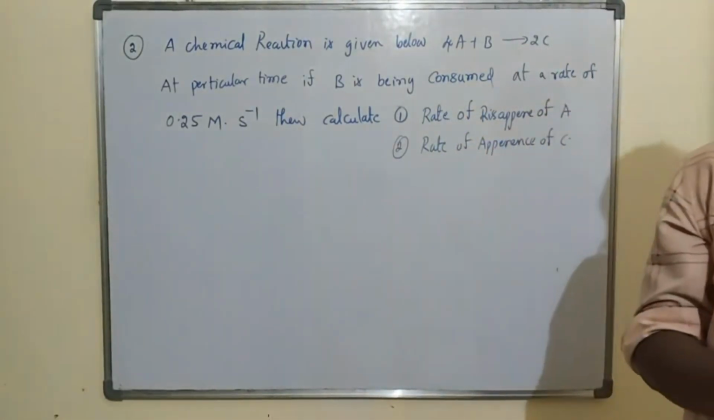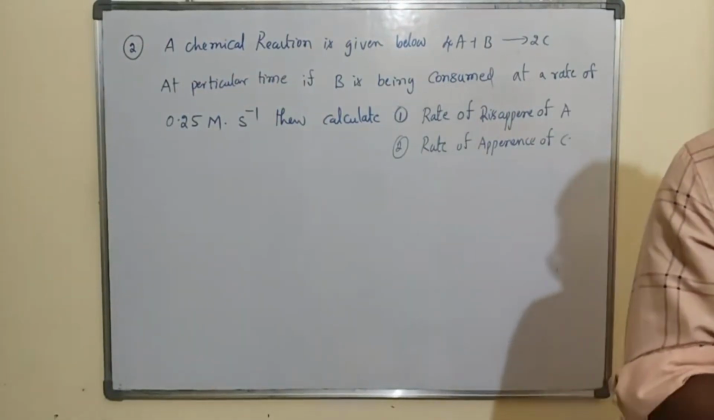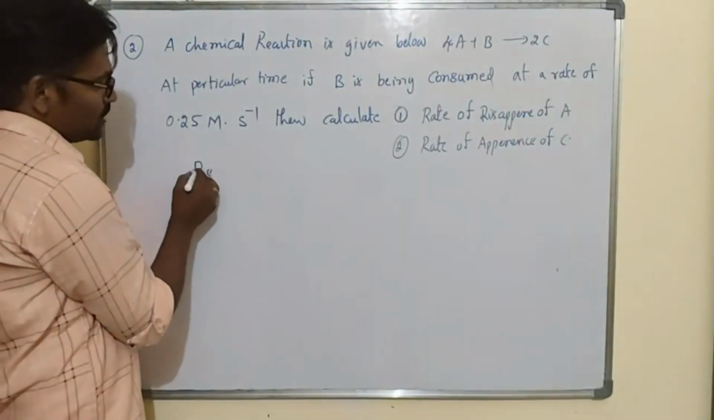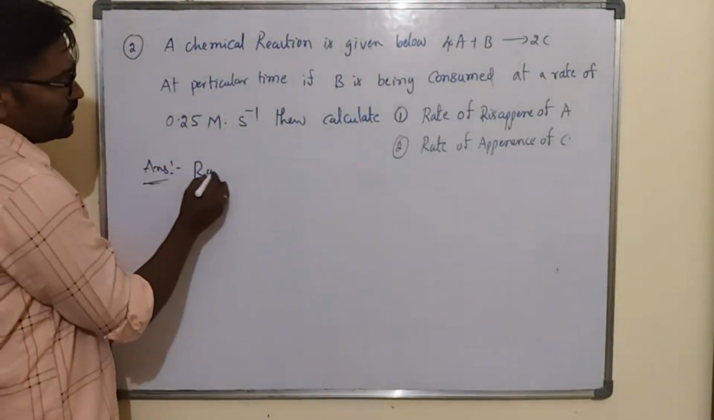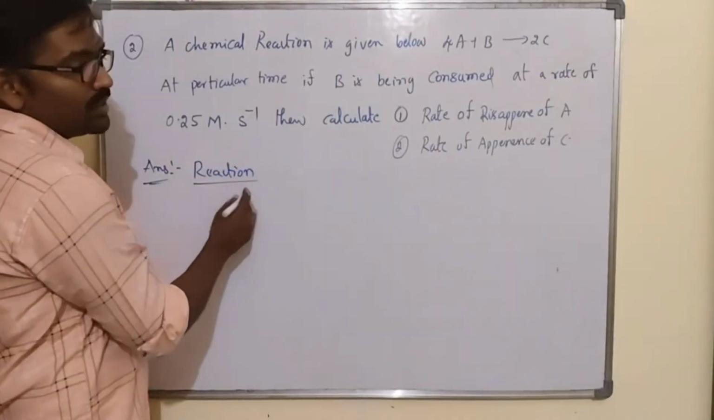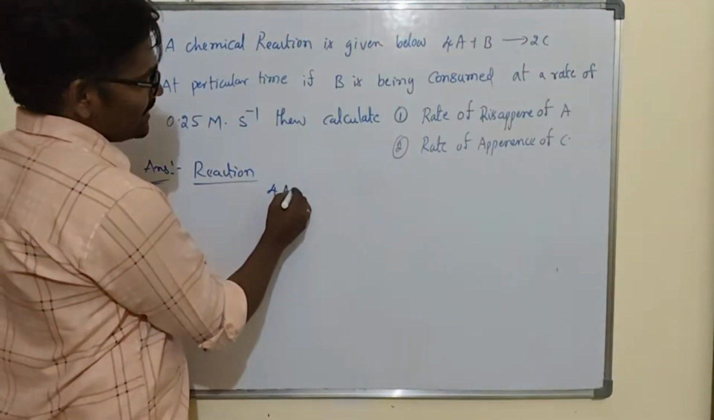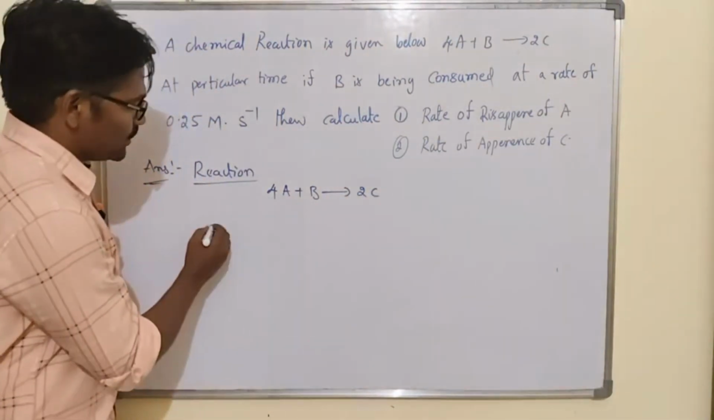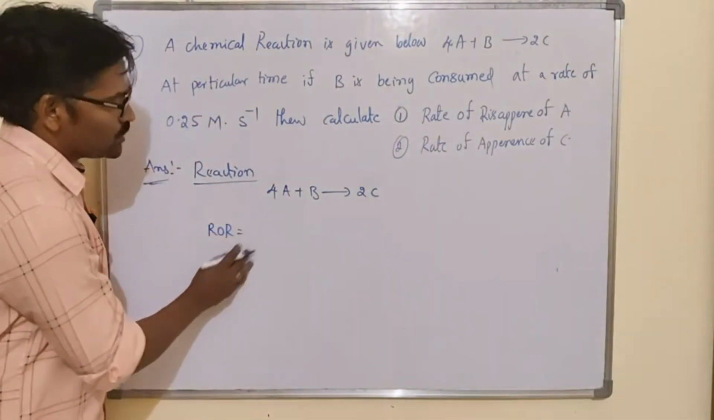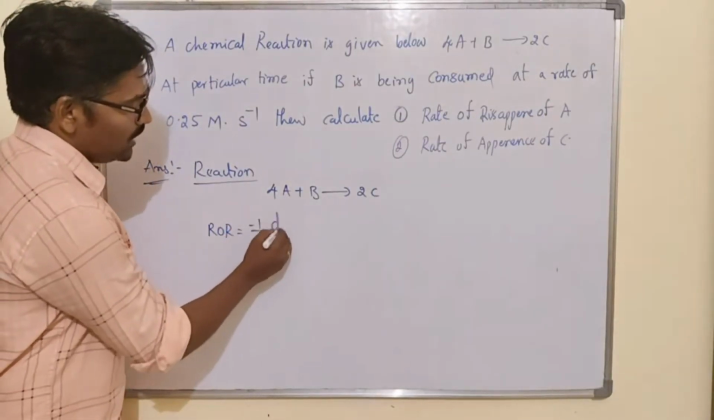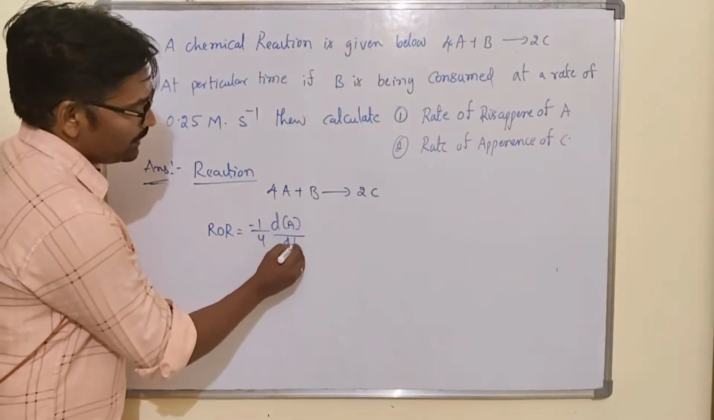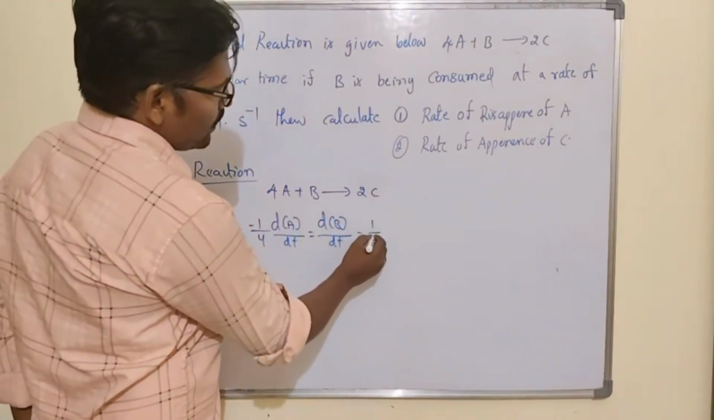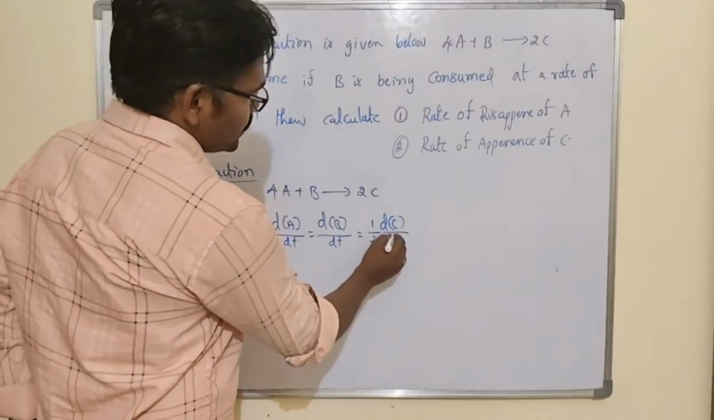Look at the question carefully, my dear students. The rate of disappearance of A and the rate of appearance of C are both asked. First, note the reaction, all of you. The reaction is 4A plus B gives 2C. So how do we represent the rate of reaction first? Rate of reaction equals minus 1 by 4 into d[A] divided by dt, equals minus d[B] divided by dt, equals 1 by 2 into d[C] divided by dt.